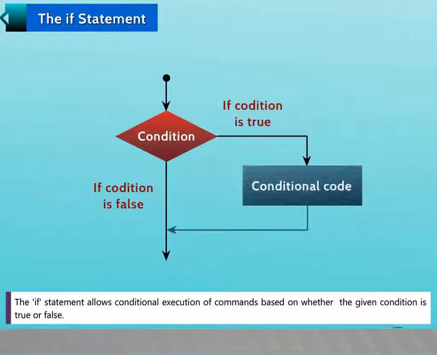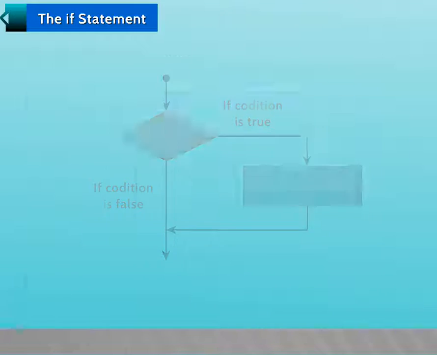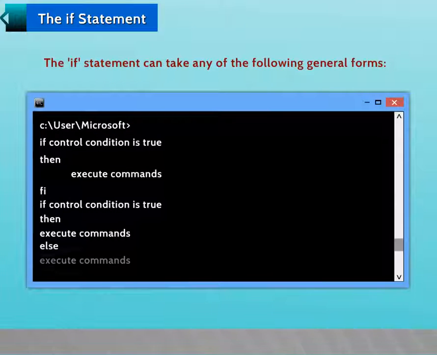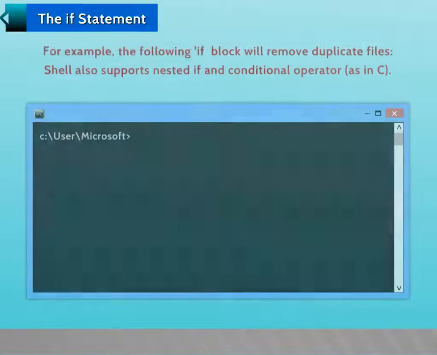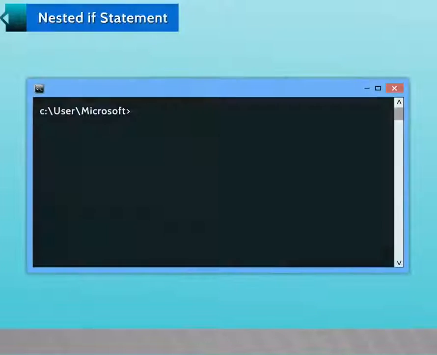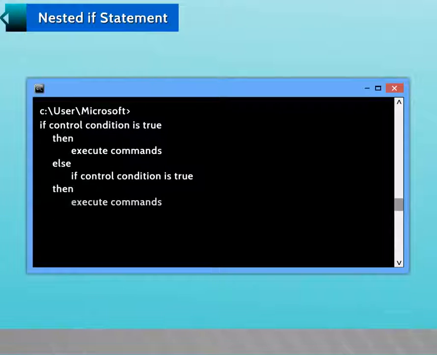The if statement allows conditional execution of commands based on whether the given condition is true or false. The if statement can take any of the following general forms. For example, the following if block will remove duplicate files. Shell also supports nested if and conditional operator, that is as in C. Nested if statement.